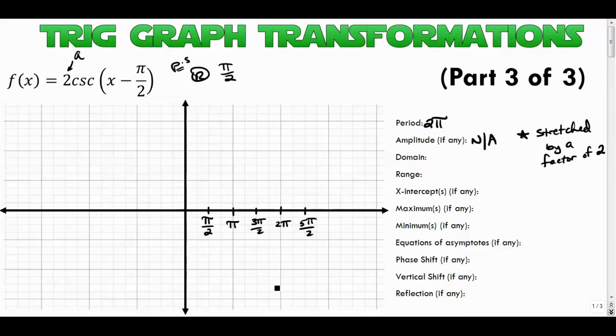5 pi over 2. Alright, so the period now, and I guess I could have changed that a number of different ways, but the period is going to go from right pi over 2 all the way over to 5 pi over 2. In other words, the difference between those is 2 pi. The asymptote then starts right here at pi over 2. And the next one's at 3 pi over 2. And 5 pi over 2.